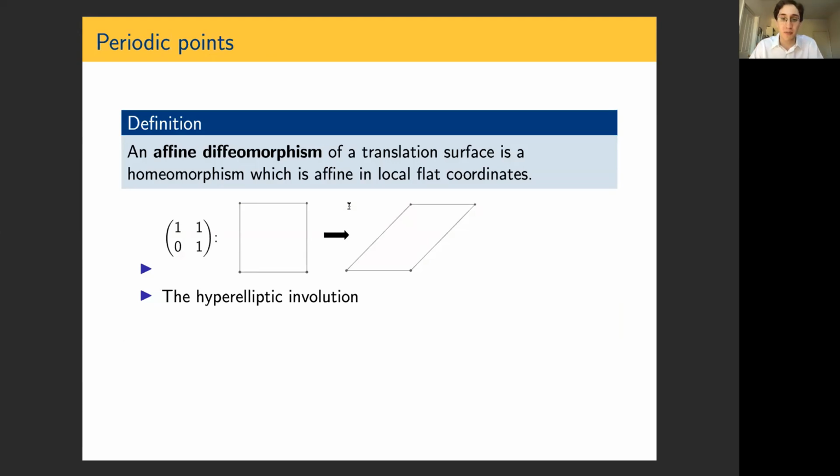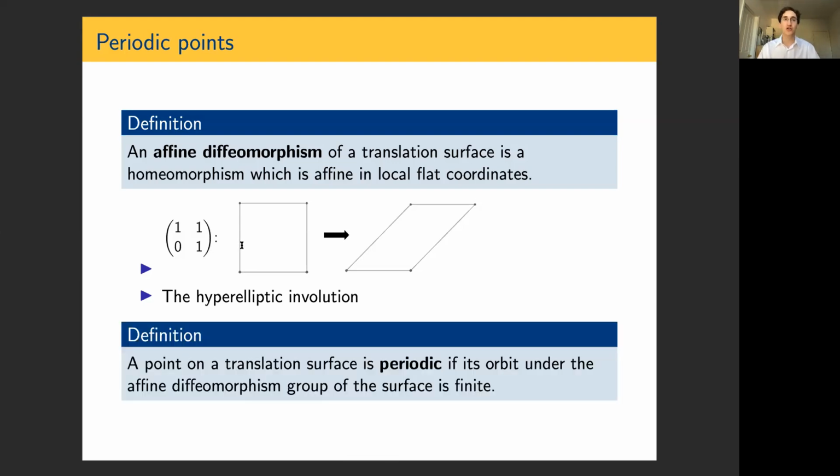For example, for the square torus, the transformation that gives us this parallelogram, which we've already showed is the same as the square torus, is an affine diffeomorphism because in coordinates, it's given by this matrix. Similarly, the hyperelliptic involution, which I already described, is an example of an affine diffeomorphism because in the coordinates of the plane, it's given simply by a rotation by pi radians.